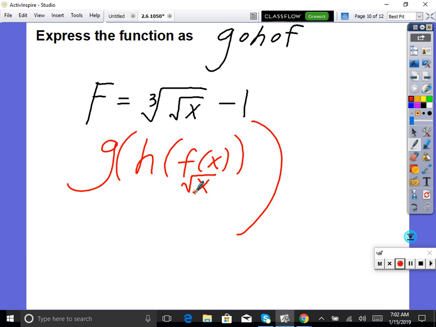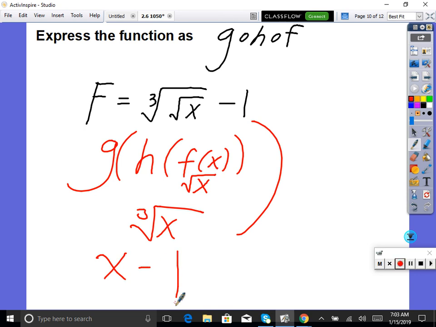Well, you have to have an x, right? Otherwise you can't plug something in. So f of x could be root x. What would h of x then be? What is this plugged into? The cube root, right? Everybody? So then h must be the cube root of x, right? And then wouldn't that plug it in? And then after that, g must be what?